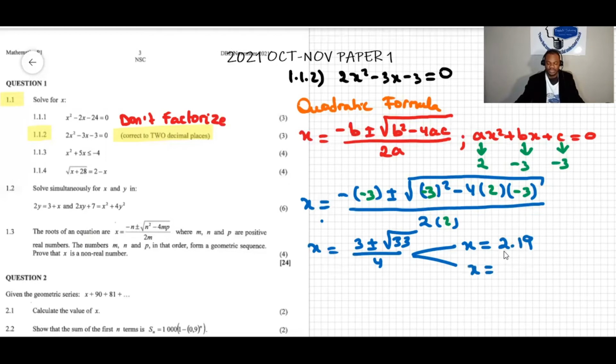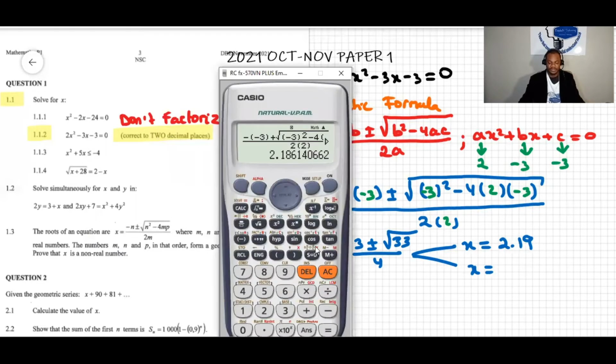Now, to work out the negative, because you have a plus or minus, we'll work out the negative. Over here we need to change the sign to minus. So we'll go back in the formula there. We're going to change the positive sign here to a negative sign. Now we will press equal, and then we have that.